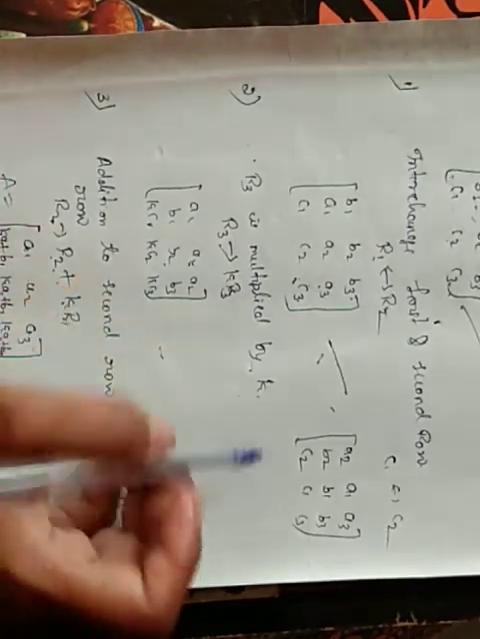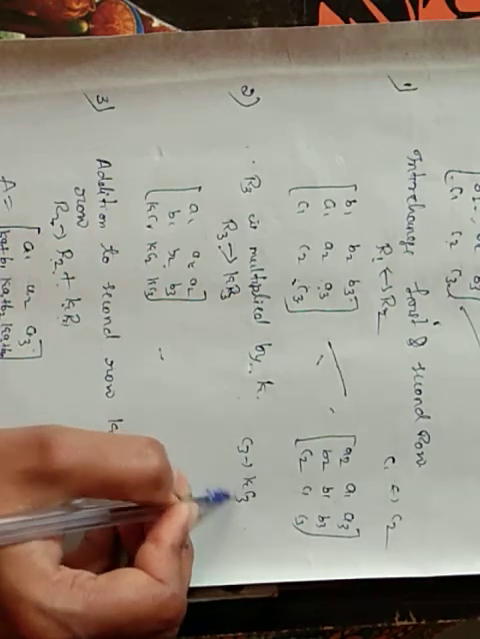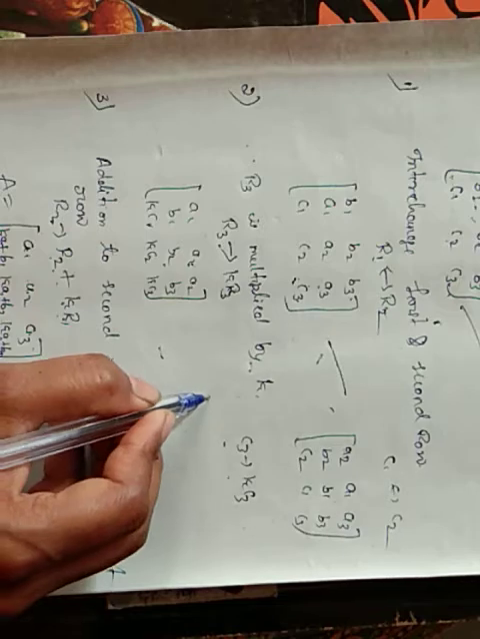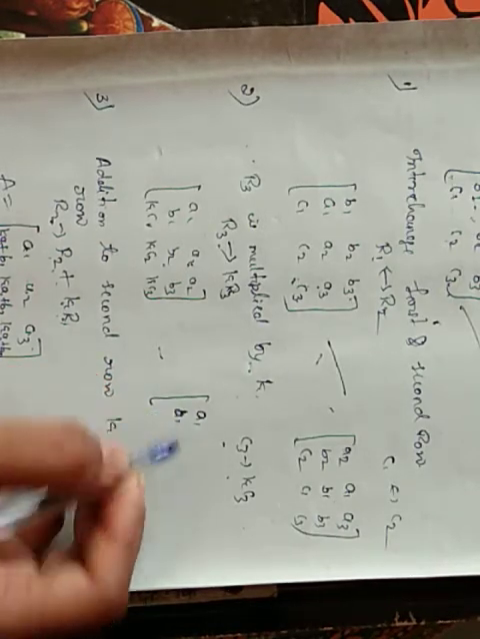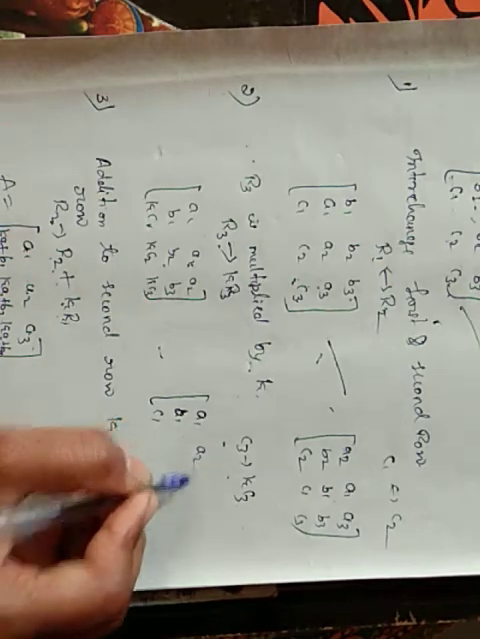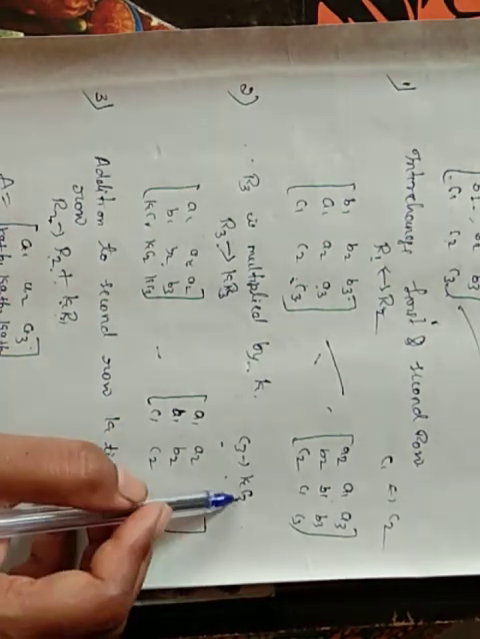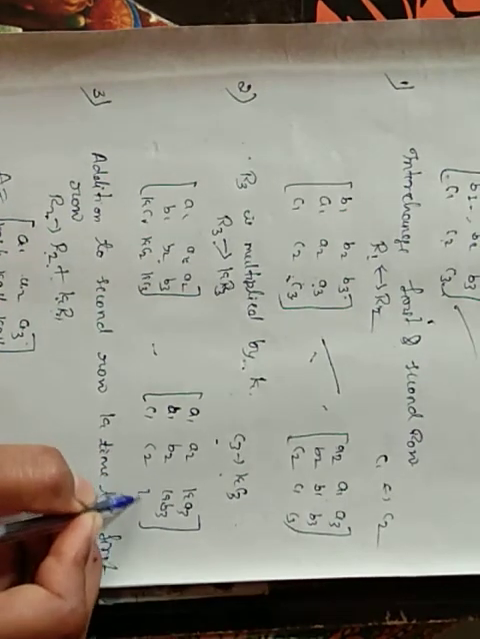Now constant multiplication by K. So now I am taking C3 tends to K into C3. The first and second columns will be written as they are: A1, B1, C1, A2, B2, C2. The third column is multiplied by K. So K into A3, K into B3, K into C3.